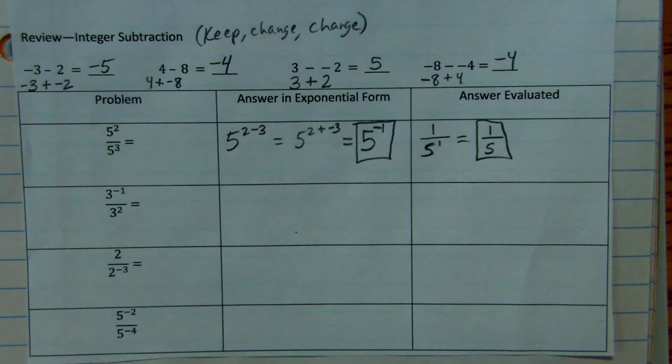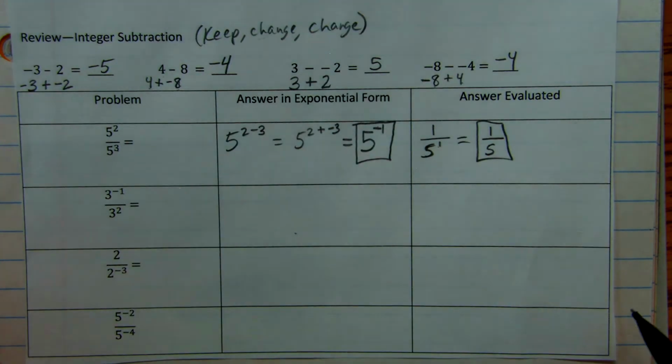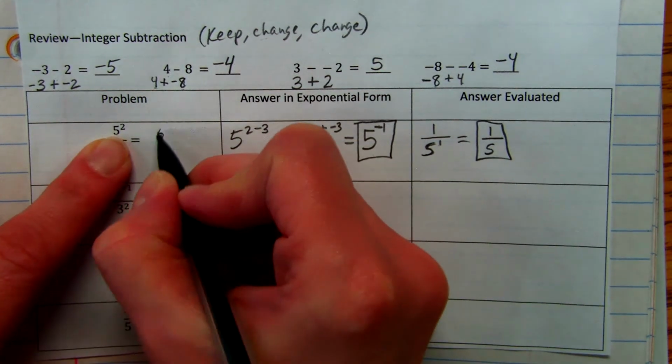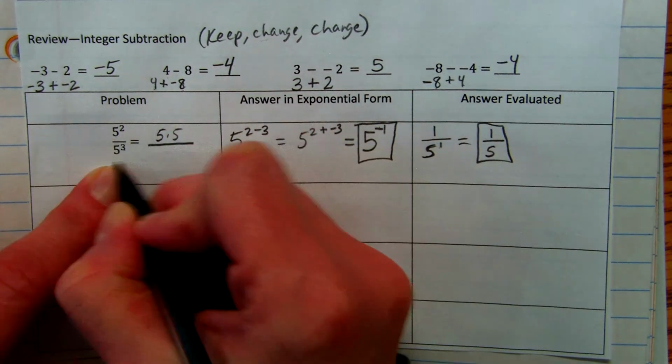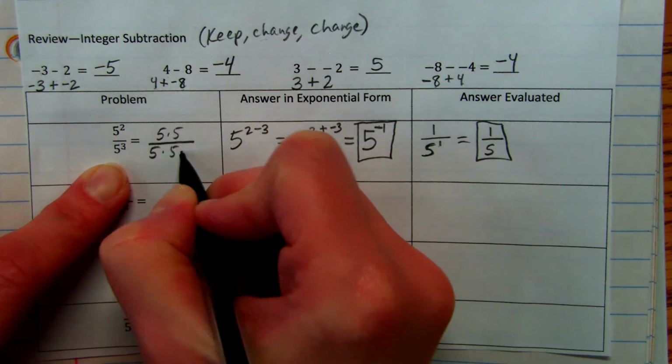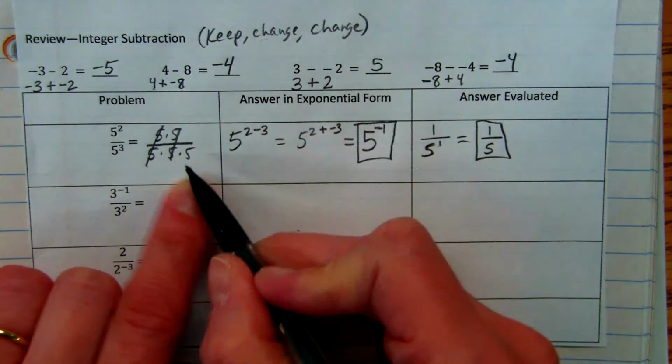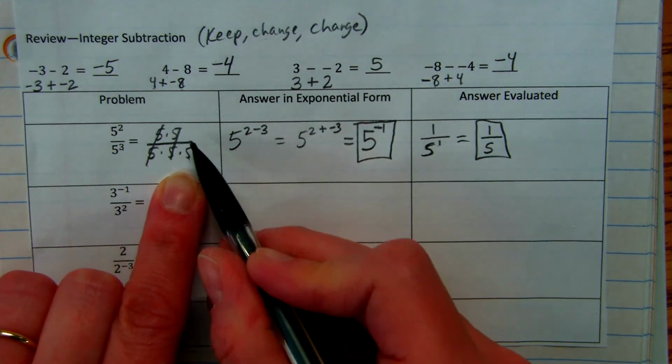Now, I want to talk about why this works, just on this first one. So if I wrote these out the long way, 5 squared would be 5 times 5. And 5 cubed would be 5 times 5 times 5. So if we're canceling, we're left with a 5 in the denominator and nothing in the numerator.